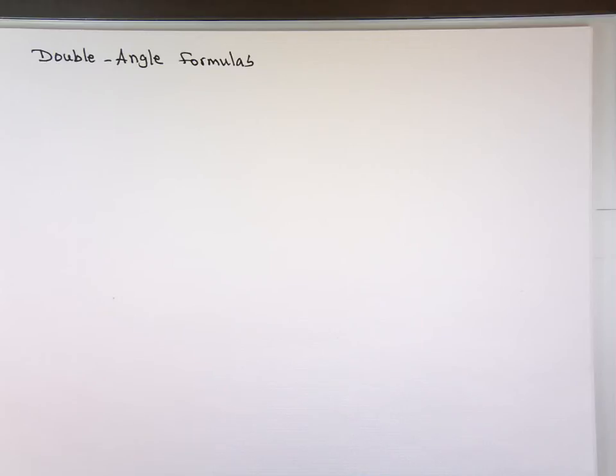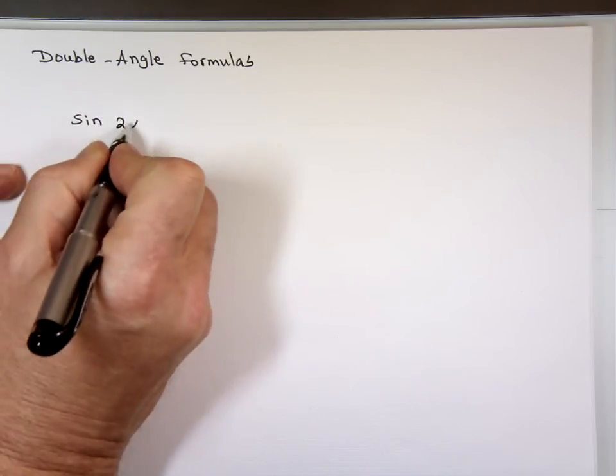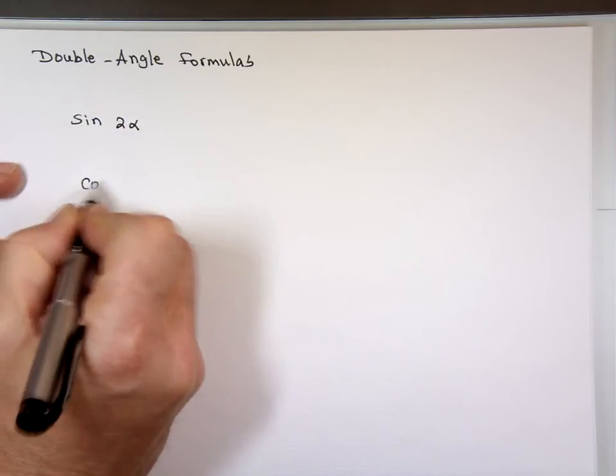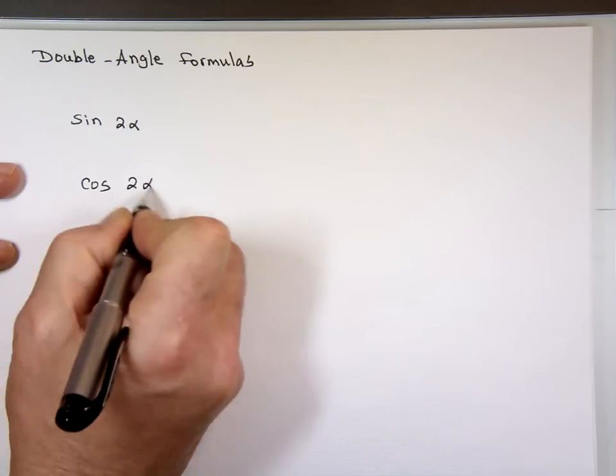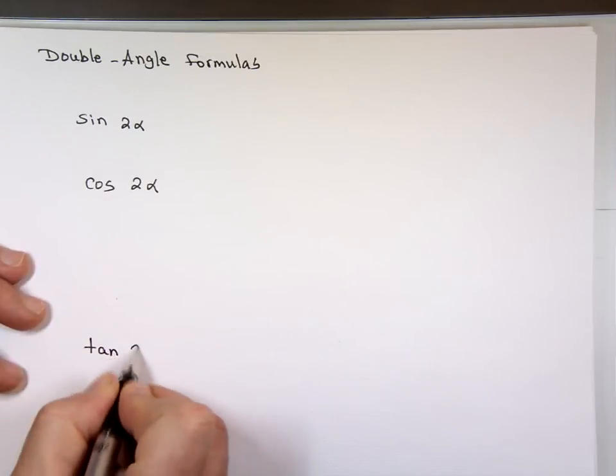Last class we did the sum and the difference of angles. Now what about double the angles? Well, we have sine 2 alpha. We have cosine 2 alpha. And down there I'm leaving a space. We have tangent 2 alpha.